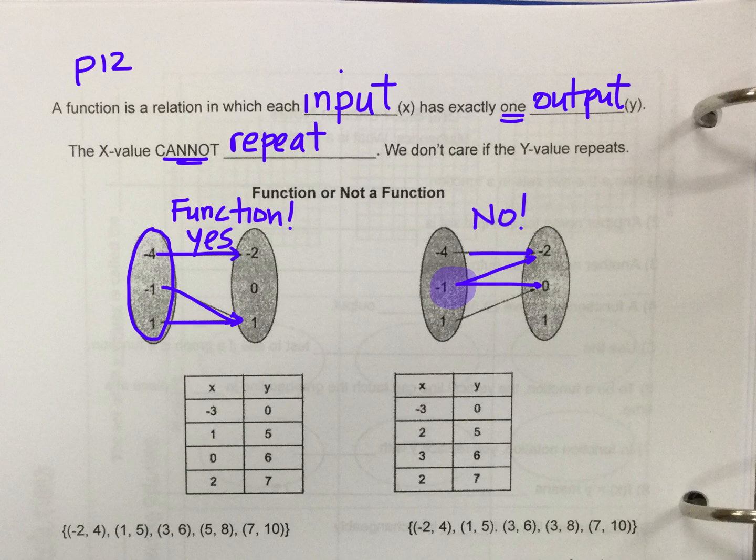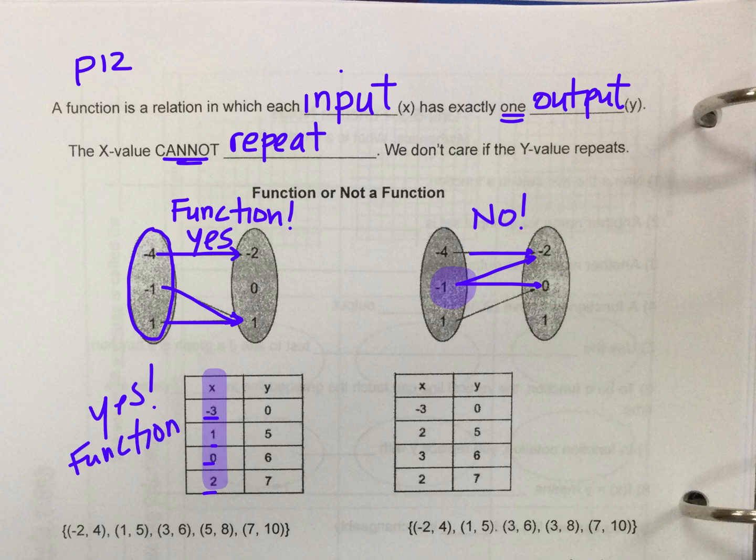In the next one, we're going to look at our x values. That's all we care about. We don't care about the y's. I have a -3, a 1, a 0, and a 2. Nothing is repeating. Yay! Yes, I have a function.